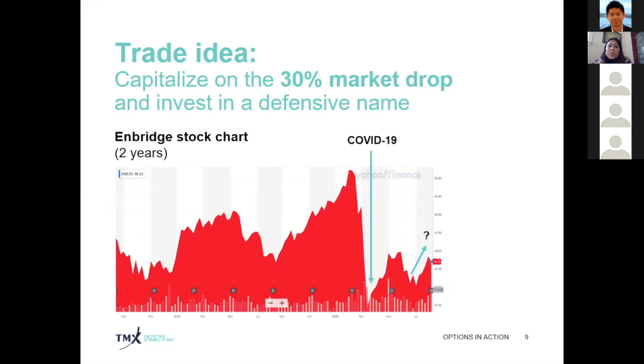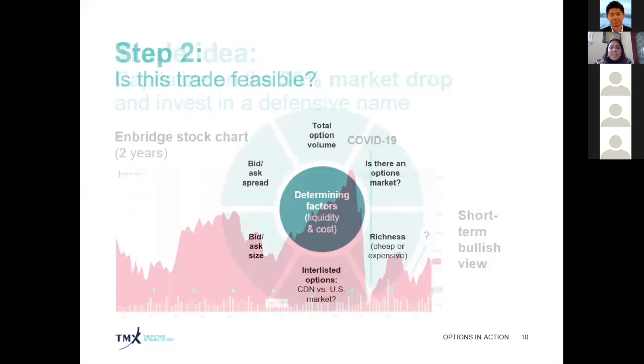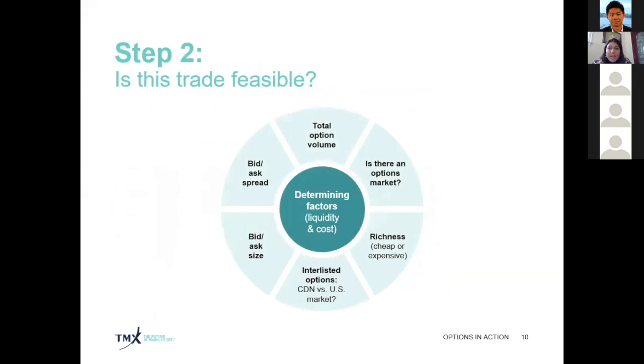So we go for it, we think it's a bullish view, and maybe as an investor, for example purposes, we believe in the next few months or the next 6 months tops, we will see a rally in Enbridge. Great, next. Now let's see if this trade or this option strategy is feasible for the name, for Enbridge.